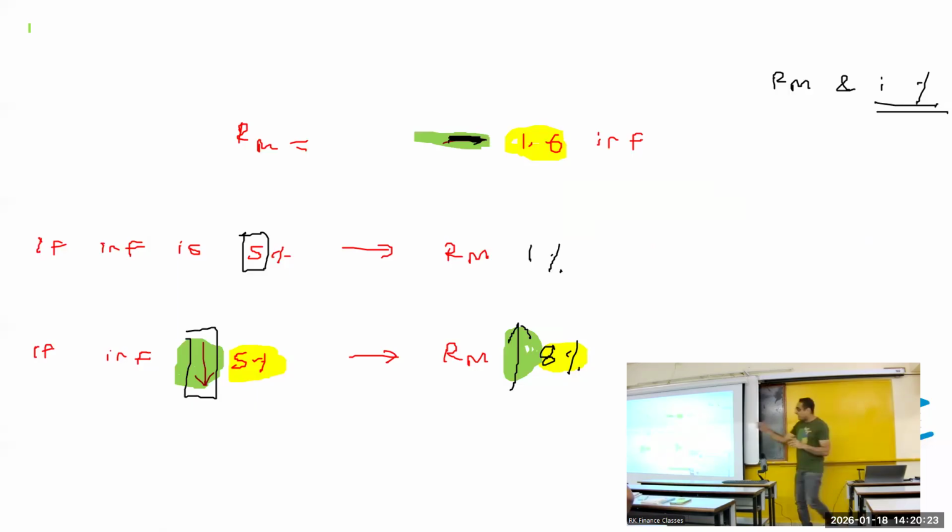So पहले 5% into 1.6, that's 8%. And number two, because the sign is negative, it means that arrows will be in the opposite direction. So if inflation is going down, the return on market will be going down.